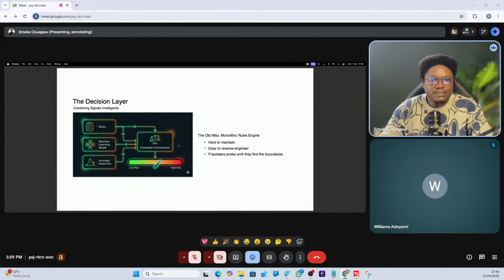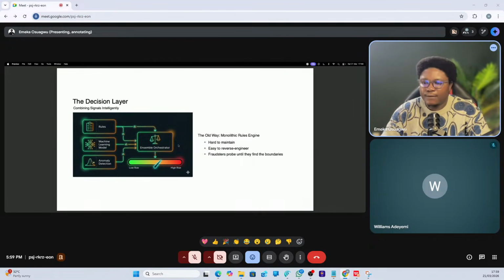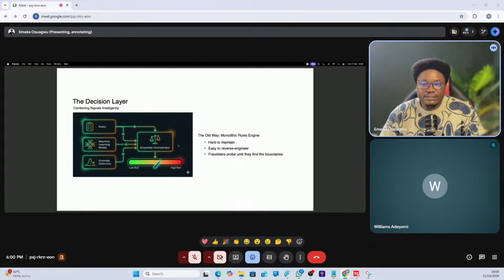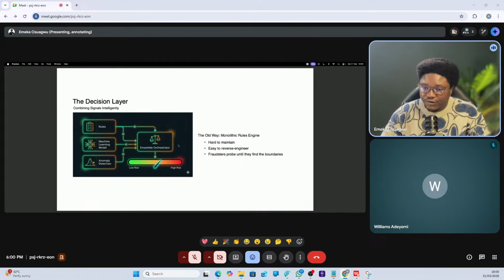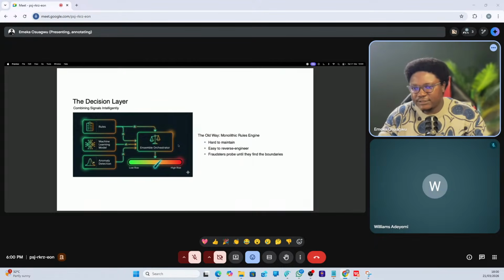So let's talk about the decision layer, how we combine signals for intelligence. Looking at this diagram, we have the rules, machine learning model, the anomaly, and then the enabler orchestration. Before I dive into that, I would like to talk a bit about how it was being done previously, as opposed to 2026.